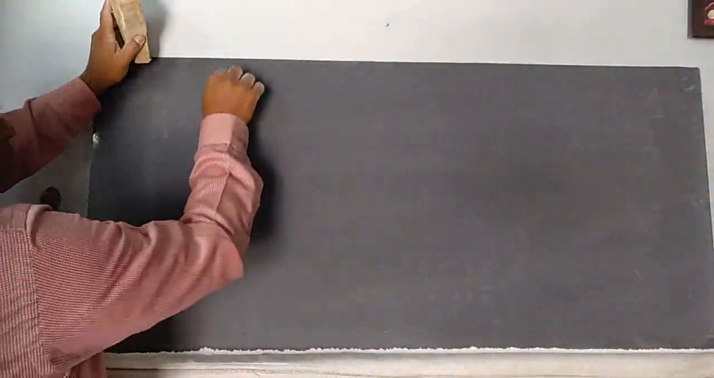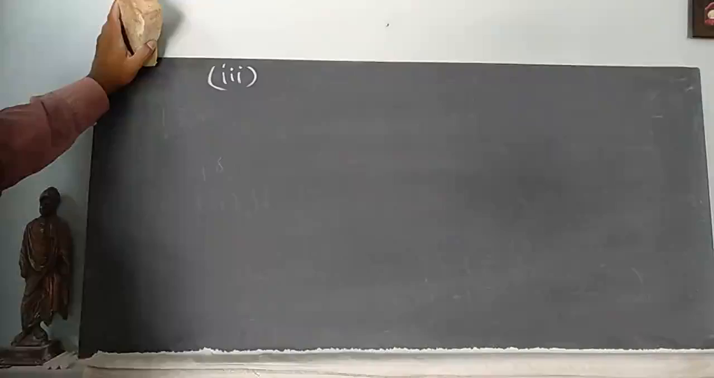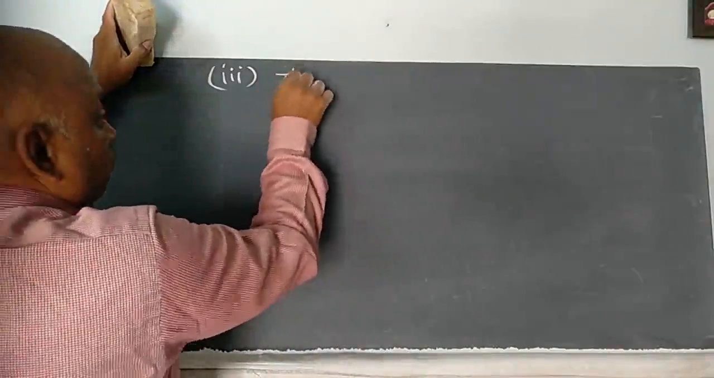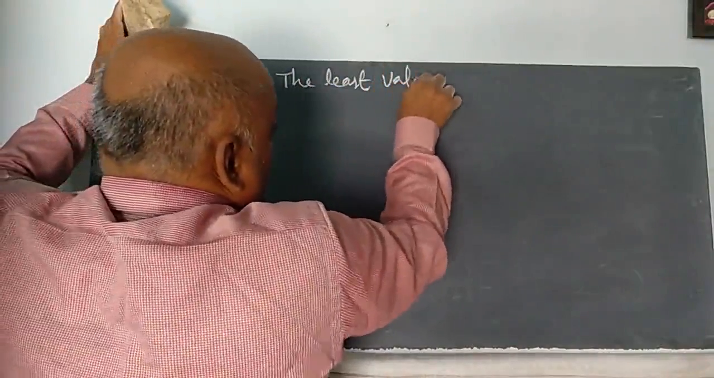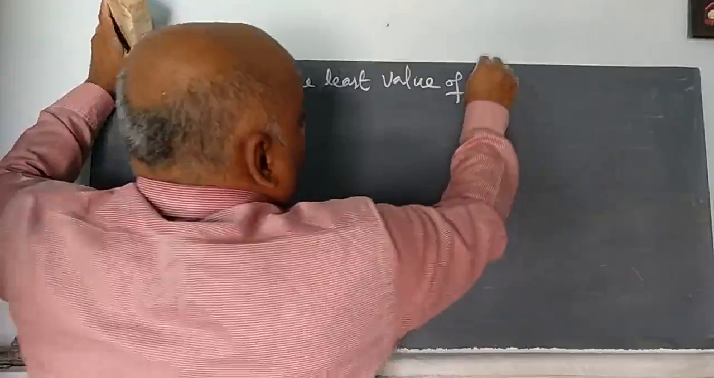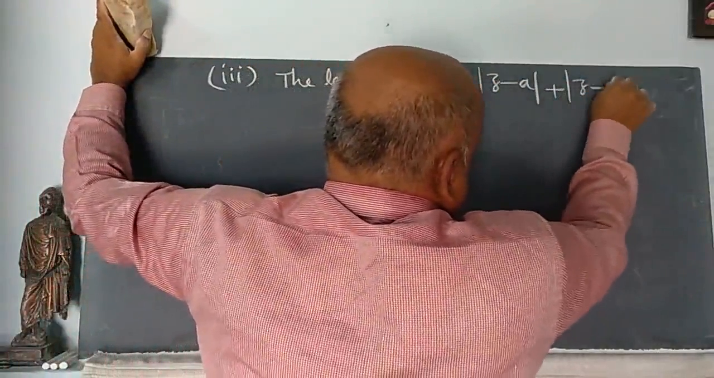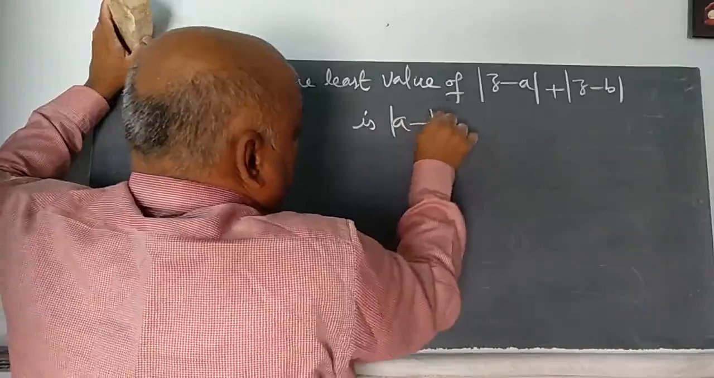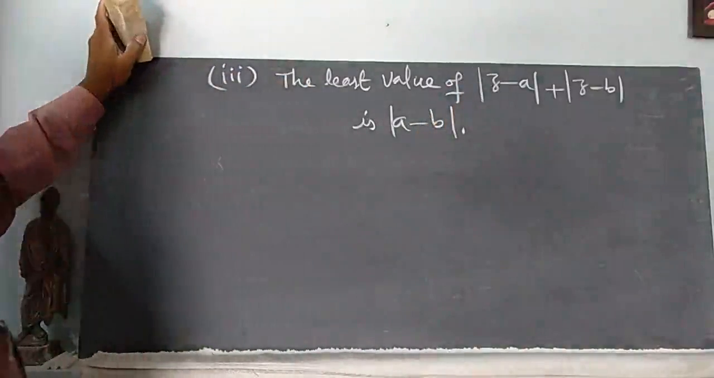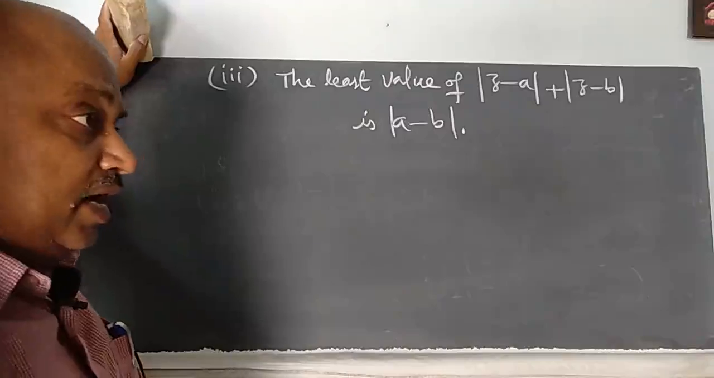Next, third formula: the least value or minimum value of mod z minus a plus mod z minus b is mod a minus b. So these are the formulas which are defined on the concept of modulus of z.